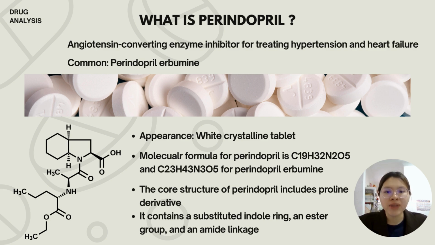Perindopril is an angiotensin-converting enzyme inhibitor for treating hypertension and heart failure. It commonly exists as perindopril albumin. It is a white crystalline tablet, and the molecular formula for perindopril is C19H32N2O5 and C23H43N3O5 for perindopril albumin. The core structure of perindopril includes a proline derivative. It contains a substituted indole ring, an ester group, and an amide linkage.